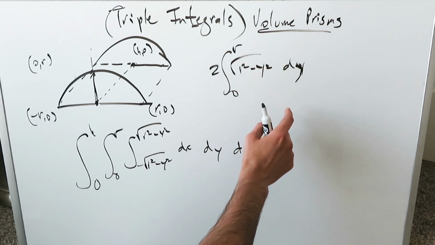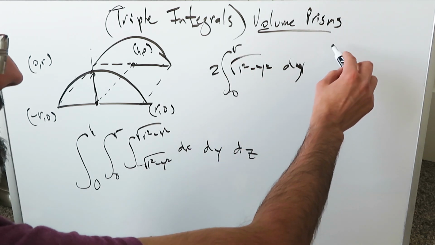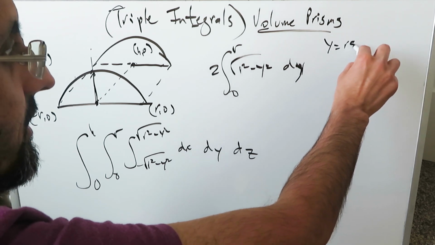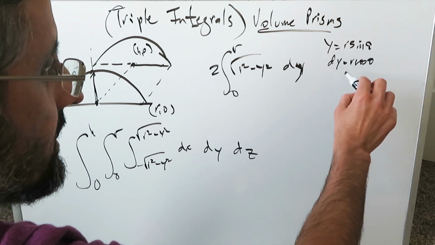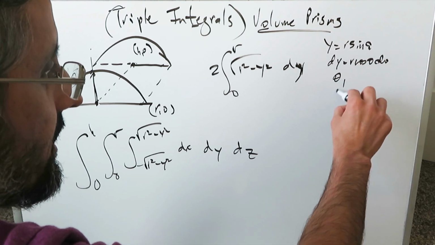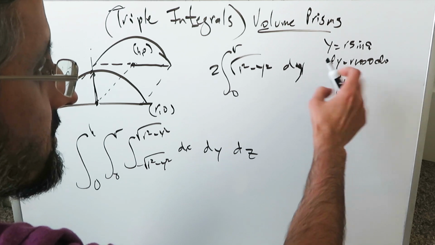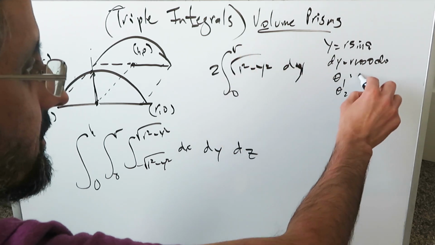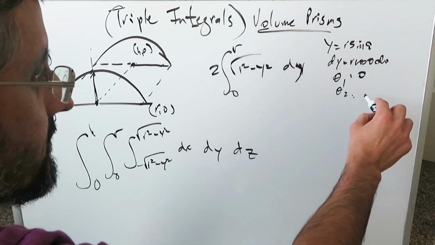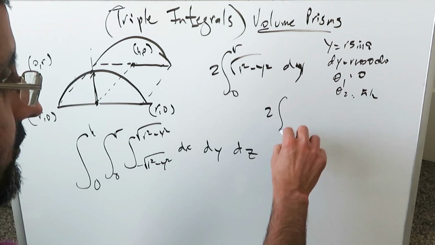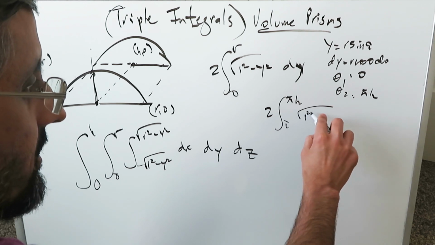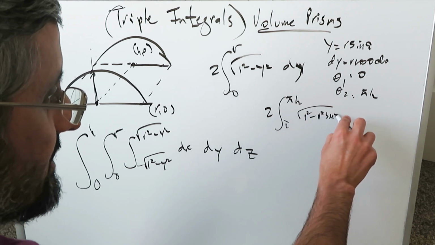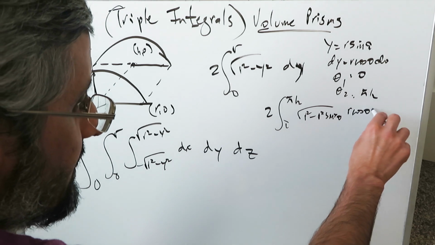Here's your new integrand. You can do substitution here, trigonometric substitution. y is equal to r sine theta, dy is equal to r cosine theta d theta, theta 1 and theta 2 with regards to this, and with limits 0 and r, you'll have a 0 and then arc sine of 1, which is pi over 2. The dy integral becomes 0 to pi over 2. You'll have the square root of r squared minus r squared sine squared theta and then r cosine theta d theta.